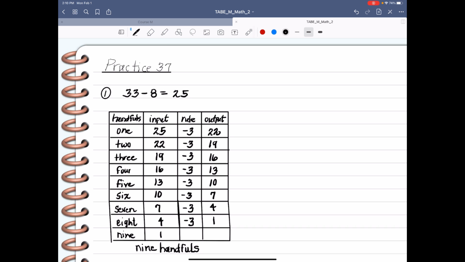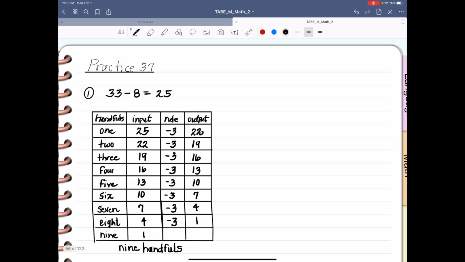Now, here is another way, and this is the way I would actually work this one. I wanted to show you the input-output table because that's what they're wanting us to use. But here's another way. We know that he starts with 33 almonds. We subtract 8 and we get 25. Why could I not just say 25 divided by 3?